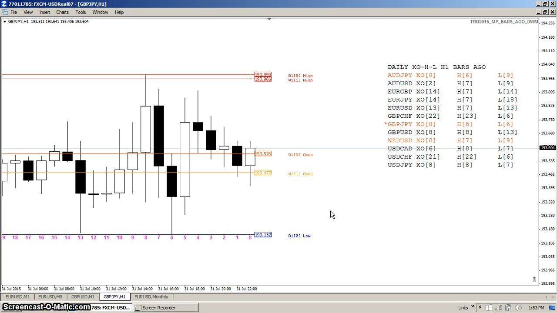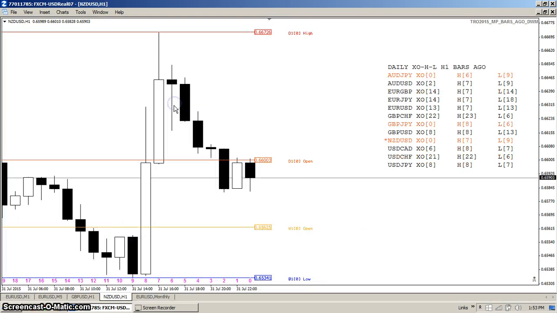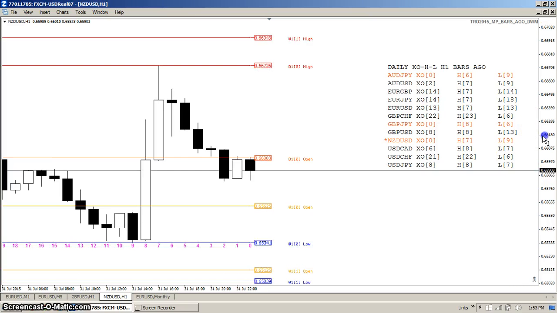Now if you want to look at some others, we can look at the New Zealand dollar. And so here once again it crossed this week's open at this particular bar, and so the numbers in the square brackets represent the bar number. And the TRO bar number indicator will label the bar numbers, and I put them right below the low. So you can see this is very simple.